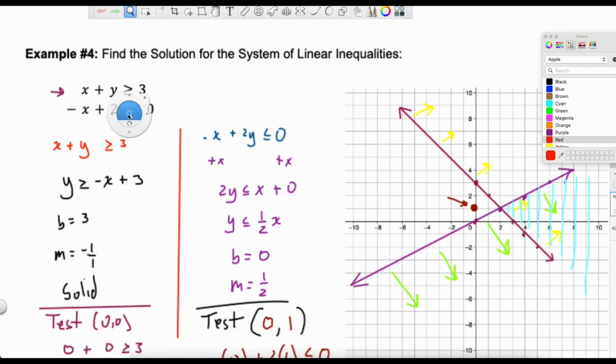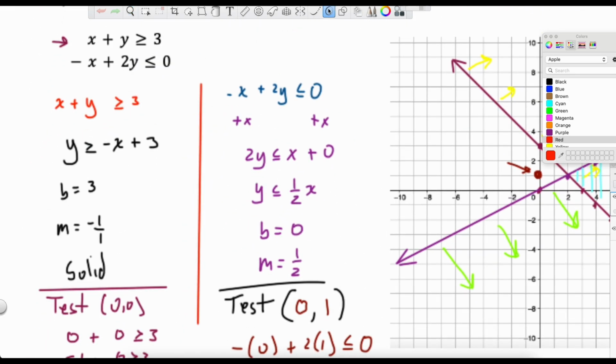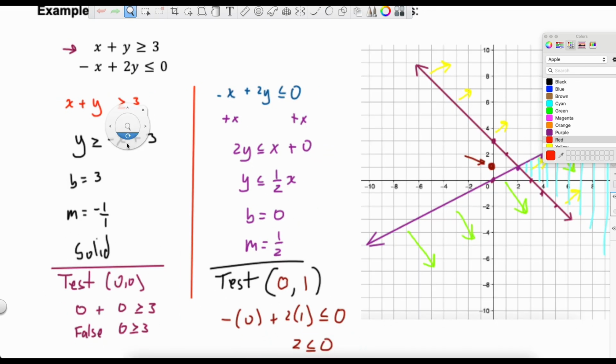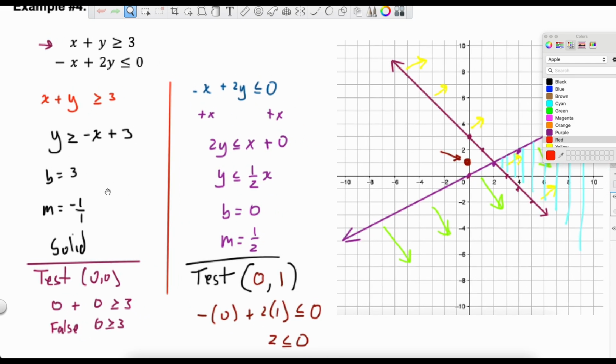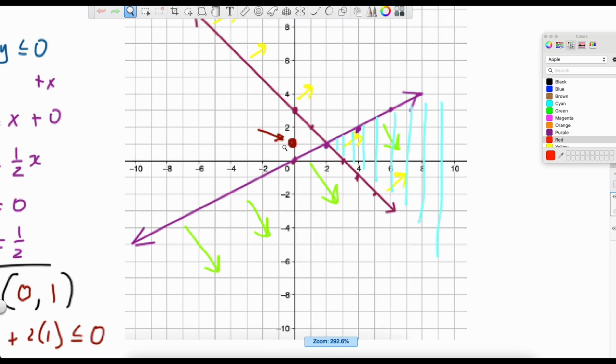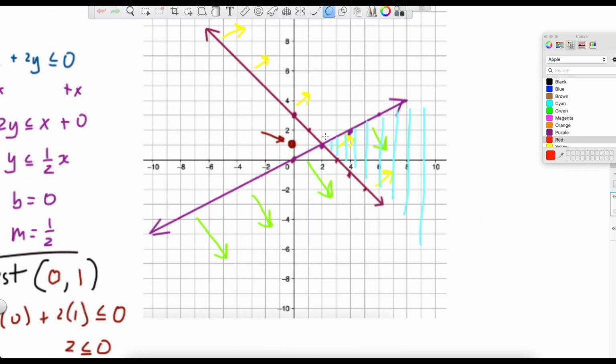Okay, so I took both equations here and I separated them. So I have x plus y is greater than or equal to 3 on the left, and I have negative x plus 2y is greater than or equal to 0 on the right. I solved both of these for y, and I've got a y-intercept and a slope for each, and then I recognize they're both solid lines, and I graphed them. So here are the graphs right here. We can see they intersect at 2, 1.